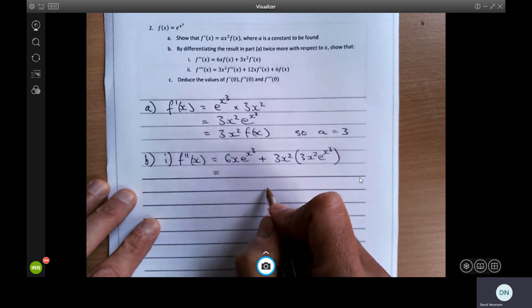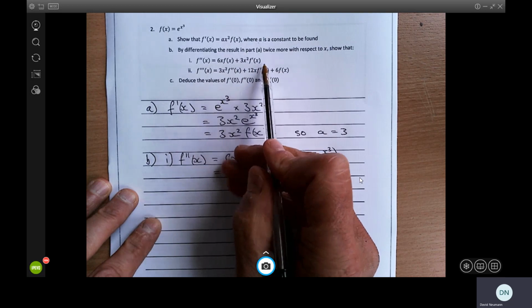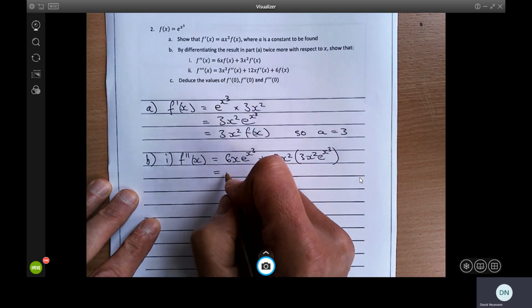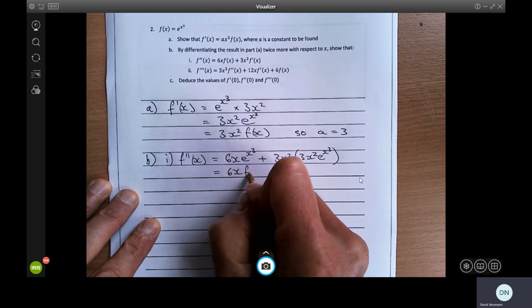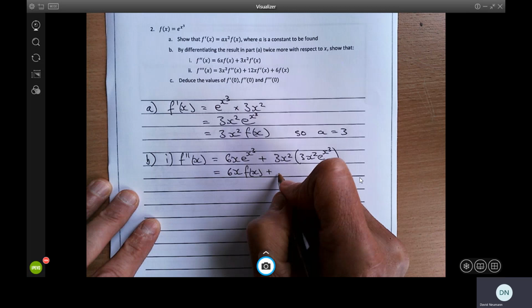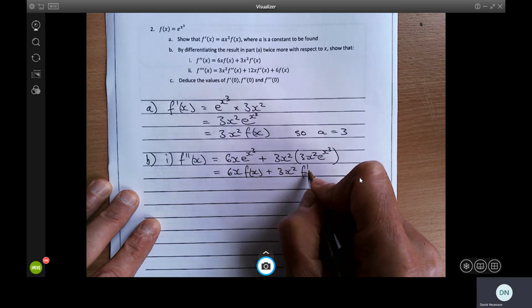So this is equal to, well, the question asks us to put it in terms of f of x and f dashed of x. That's 6x times f of x plus 3x squared f dashed of x.